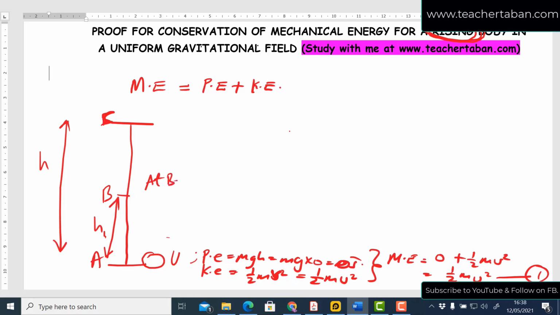So at B, the body has a potential energy which is equal to mgh1. Remember, the height is measured from the ground up to that point B. So that is the expression of potential energy. Then kinetic energy is given in terms of velocity, which is a half mv squared, but this v is the velocity at that point B. And remember, we have to express that velocity v in terms of our initial velocity u.